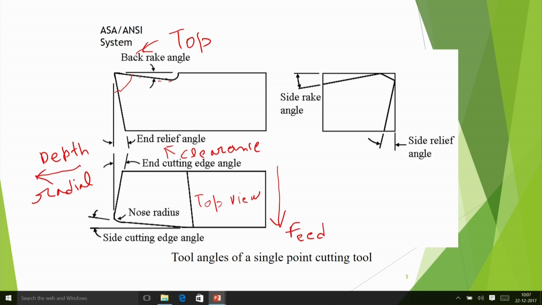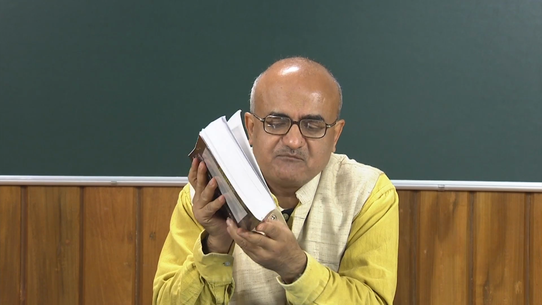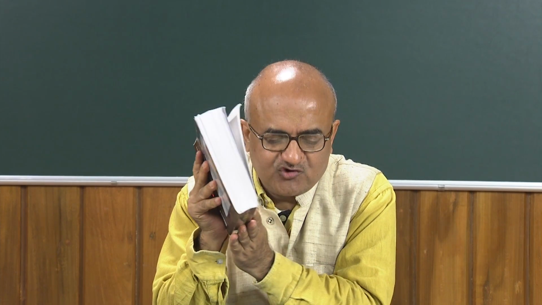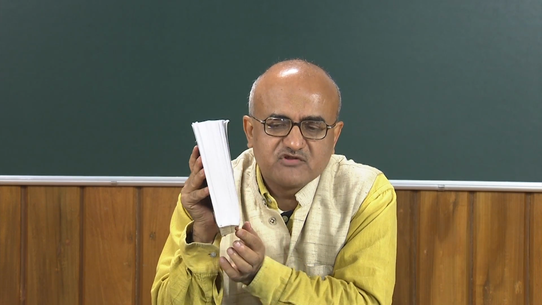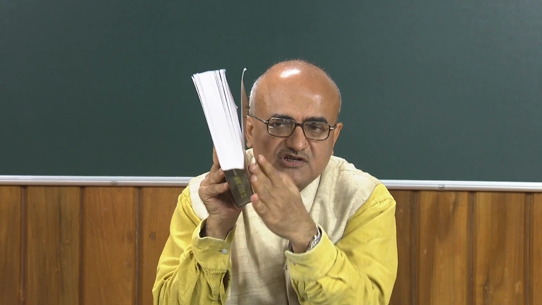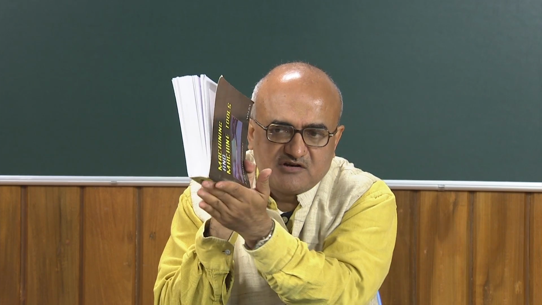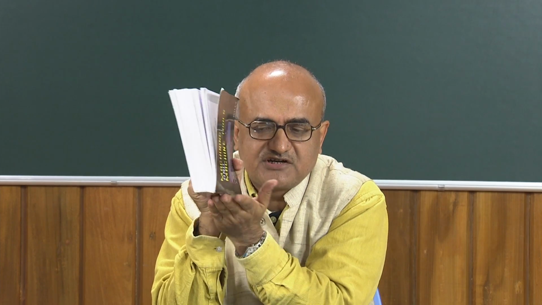So I hope that now you have understood the nomenclature of the tool in the ASA system. I can illustrate it by means of a bigger object. Say for example, I am taking this book, and I am trying to explain to you how 3-dimensional things come into the picture. Suppose this is a book and it has got this type of surface. You see that it has got this surface, and then on the bottom another surface. In this case both the surfaces are at 90 degree.